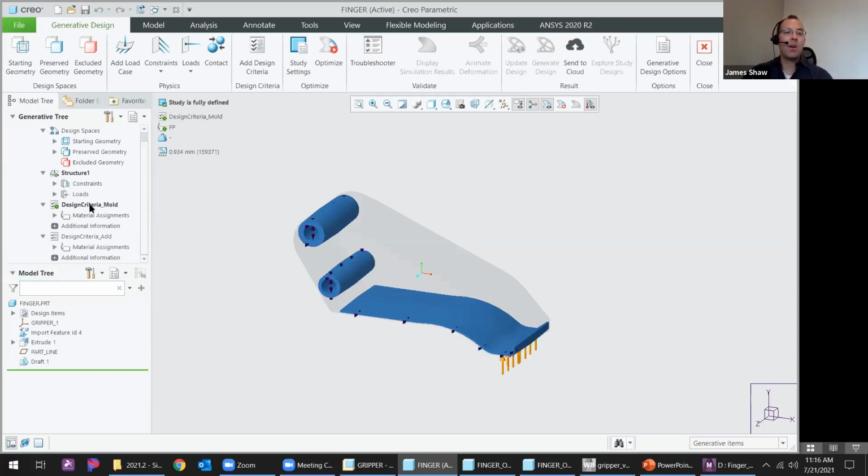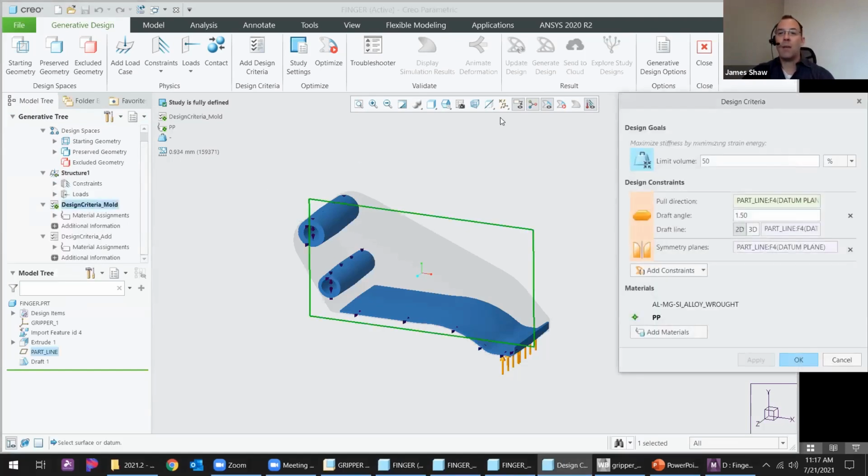On the first, I've got a design criteria I call design criteria underscore mold. That is a design criteria that's going to go into the topology optimization tool. I have a second one in parallel with that called design criteria underscore additive. Let's take a look. I'm just going to edit this for a second and look at what we've got.